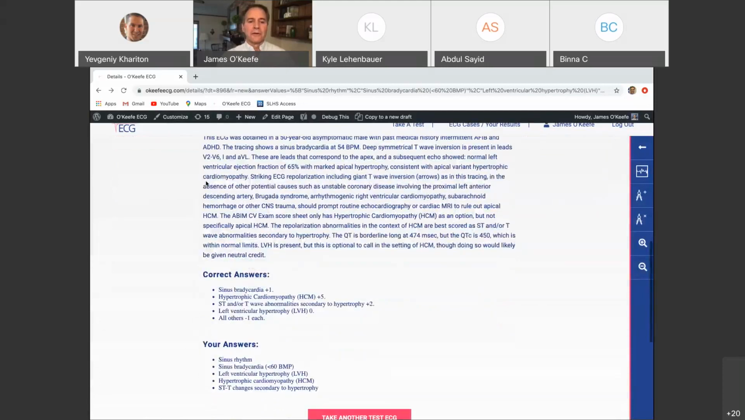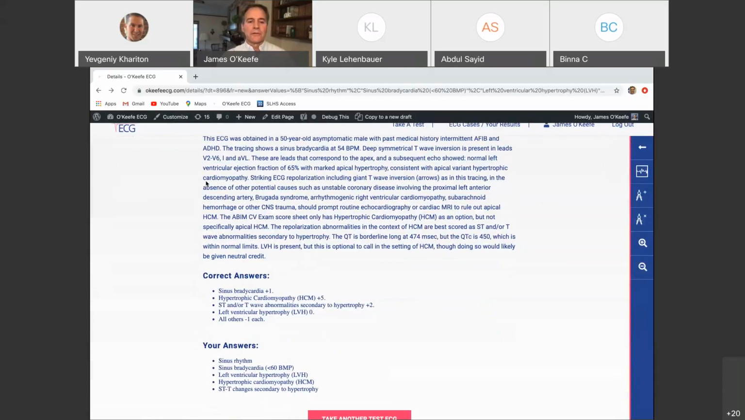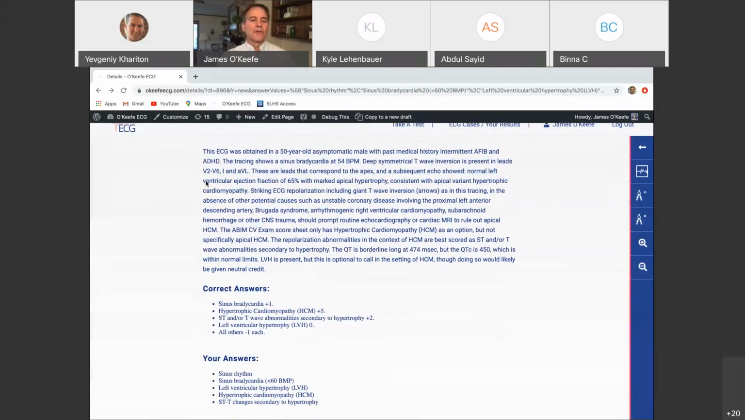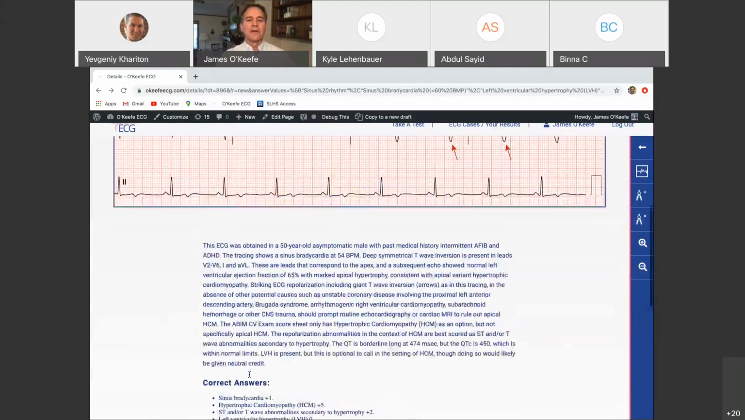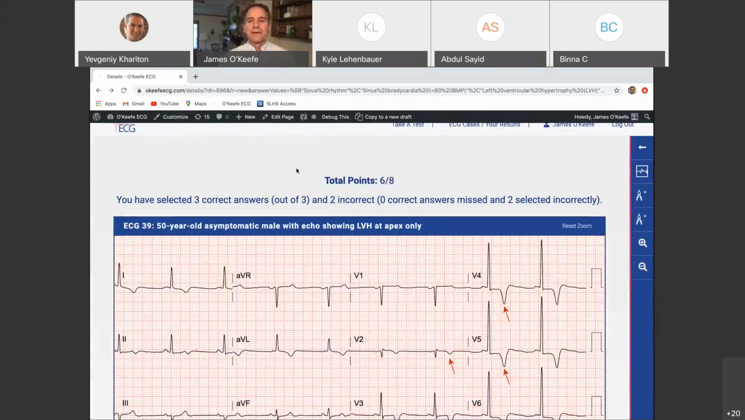Let's see. LVH. I think we put the STT changes secondary to hypertrophy. Yeah, I'm not sure what that. Oh, sinus. Oh, I'm sorry, I put sinus rhythm rather than sinus bradycardia. Oh, okay. I meant to put sinus bradycardia, but yeah.